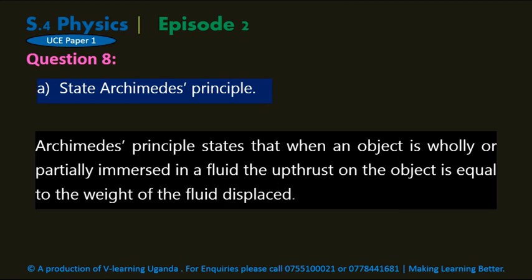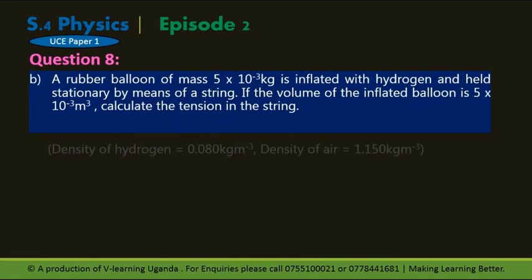When any object is partially or wholly immersed in a fluid, it will experience an upward force called upthrust. The force is called upthrust, and that force is equal to the weight of the fluid displaced. That is part A, and part B is right there.